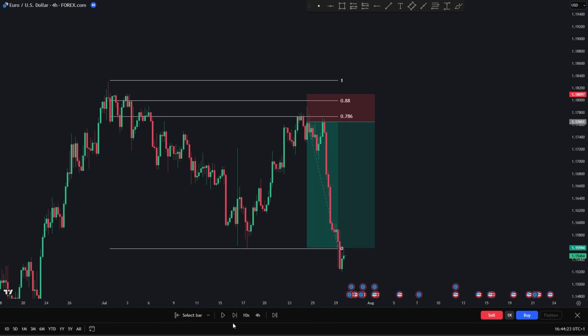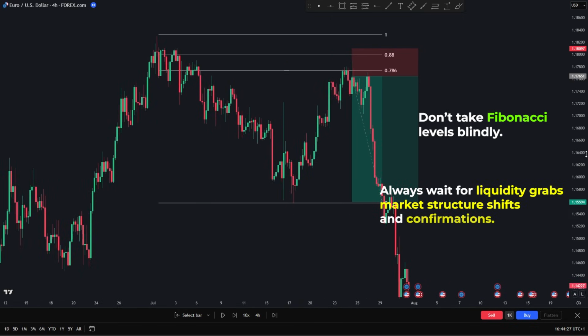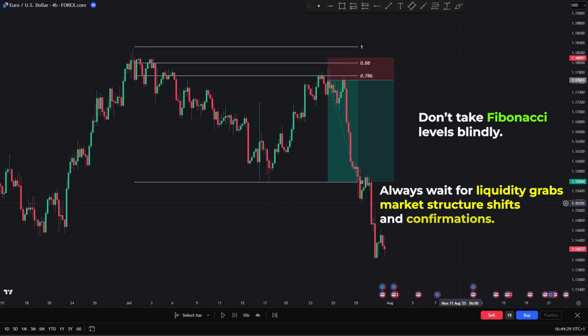Remember, don't take Fibonacci levels blindly. Always wait for liquidity grabs, market structure shifts, and confirmations. If you follow these steps with discipline, this strategy can truly change your trading.